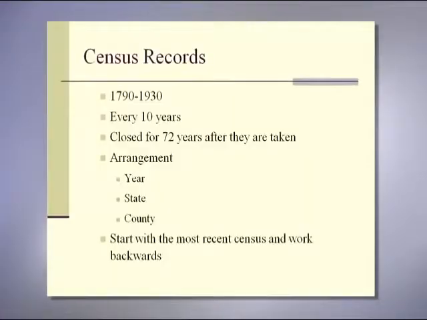So the first census was taken in August of 1790, and it's been taken every 10 years since then. The census is closed for 72 years after it is taken, and they are arranged by census year, state, then county, and beginning in 1880 enumeration district. We generally recommend that you start with the most recent census and work backwards, although I'm going to start with the first census and move forwards.